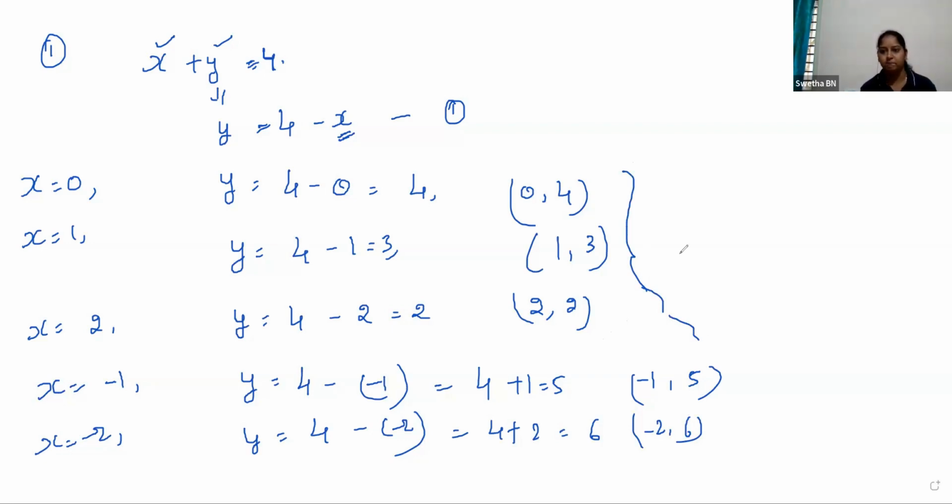I'll write here: 0, 4. Will you remember the points? I have to delete all. Will you remember the points, Shreya, Panchami? 0, 4, 1, 3, 2, 2, minus 1, 5. Yes, ma'am, we will write it down. Okay, 4, 3, 2, 5, 6.